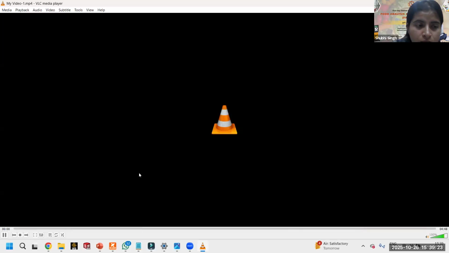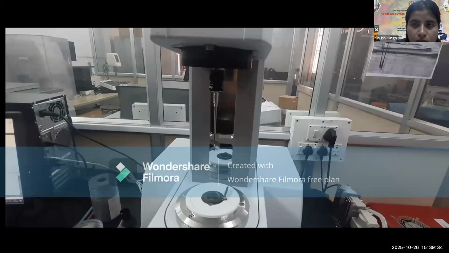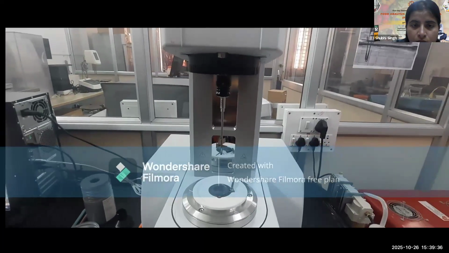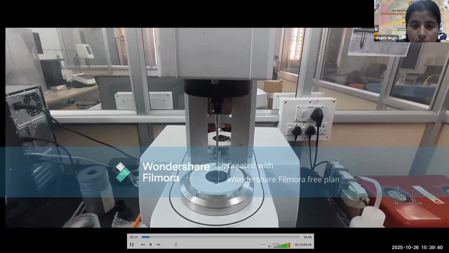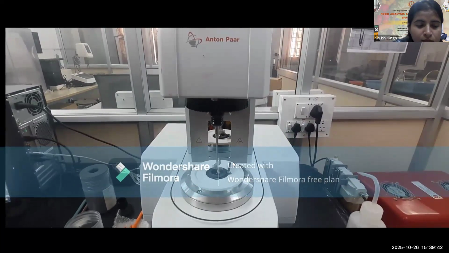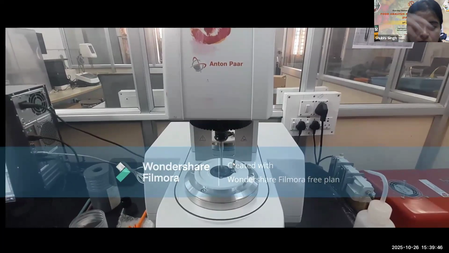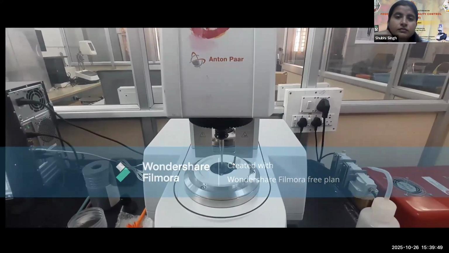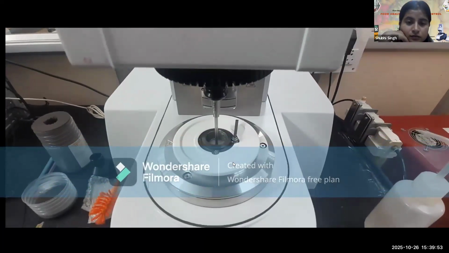Now we are going to see the demonstration of N10 bar rheometer. The sample is put inside the canister. The probe is allowed to move downwards with the help of control panel, where it mixes with the starch sample with water. This process is known as pre-shear.